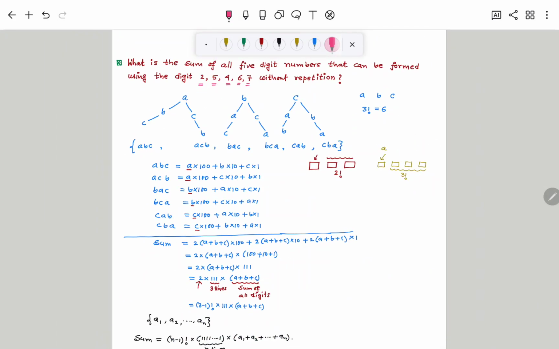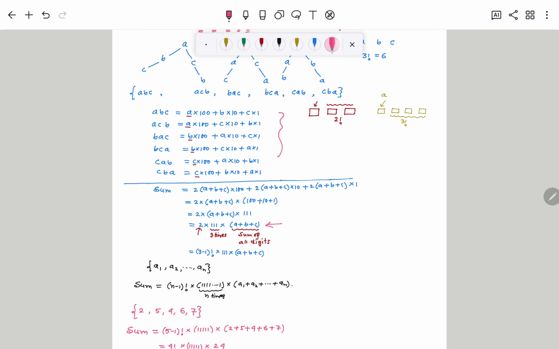Now what we have seen here is that we have a 5 digit number and 5 symbols. First we observed this for 3 digits, say a, b, c. Then we listed all the 3 digit numbers. When taking the sum, we saw a pattern. From that we generalized. The same process can be done for any number of digits. So for n digits, this is the formula for the sum of all n digit numbers using n symbols.